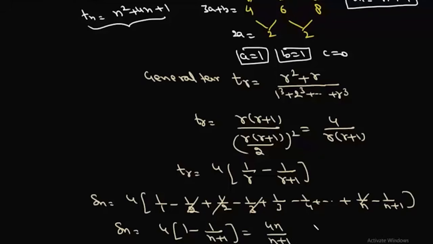Now we need to find the sum up to infinity. Now S infinity is the limit as n tends to infinity of Sn. Here the highest power of n is 1, so its answer is 4 upon 1, which is simply 4. And that is the answer to this question.